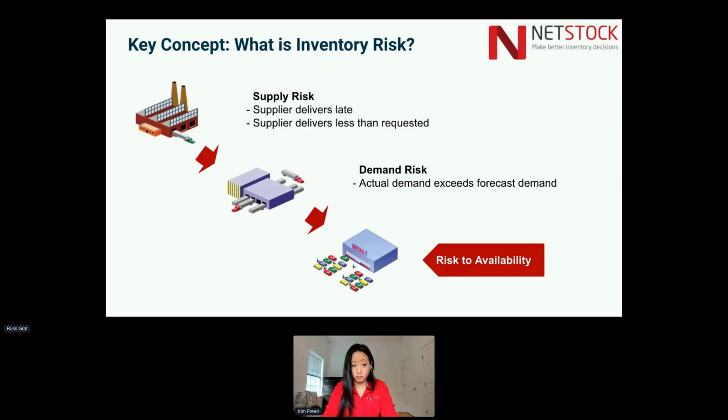So I think a key fundamental concept that we have to have in mind here as we continue the conversation about the maturity curve of inventory management is inventory risk. And it's really a risk to availability, right? That's really what we're concerned about, is do I have product available to me, whether it's raw materials for my manufacturing environment or whether it's product directly available to sell to consumers, to my customers. It's all about having available inventory. And there are two risk factors there, right? There's a supply risk, which has a couple of components to it.